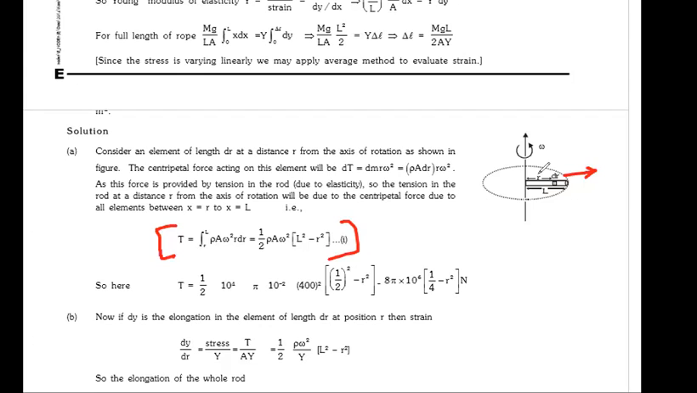Centrifugal force will be responsible for tension, which will vary from point to point, because when you talk about centrifugal force, it is mv squared by r. Mass is also changing, r is also changing. So in terms of omega, if omega is given, you have to change v in terms of omega. So this will be the formula, right?